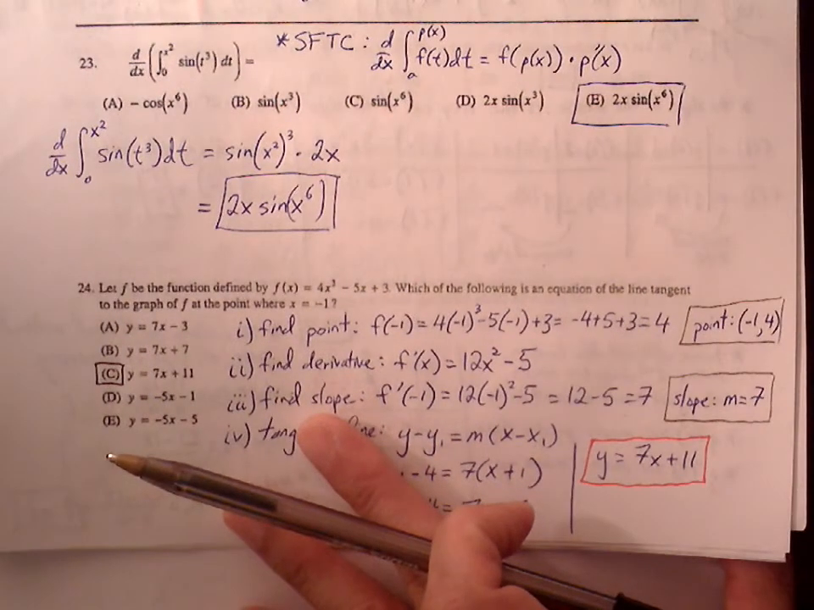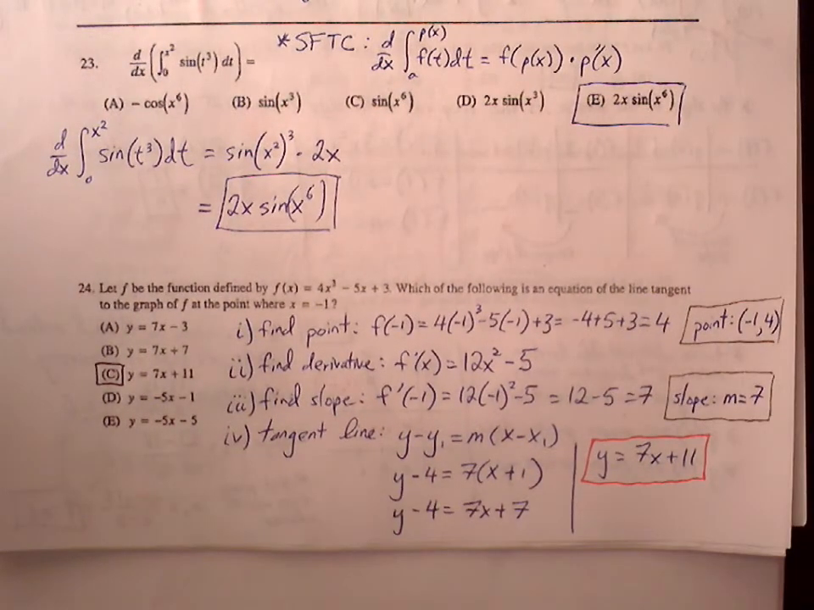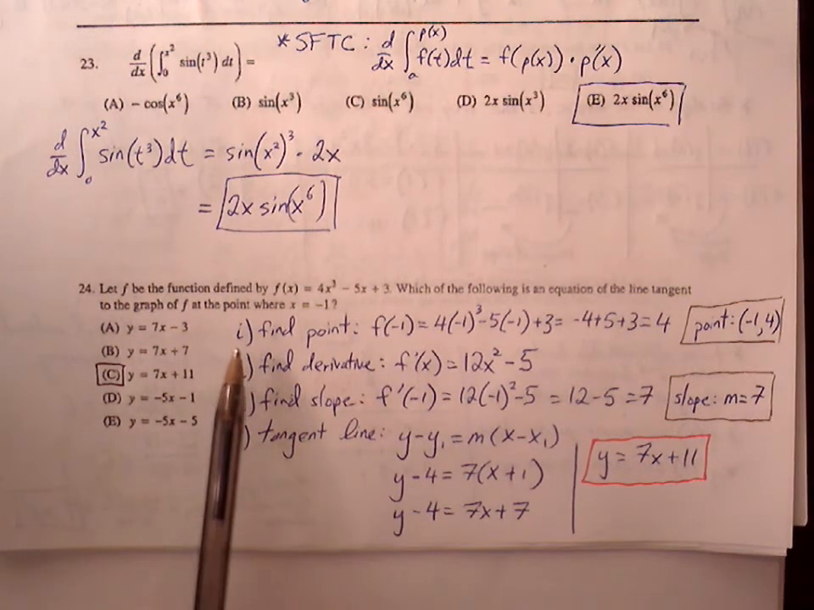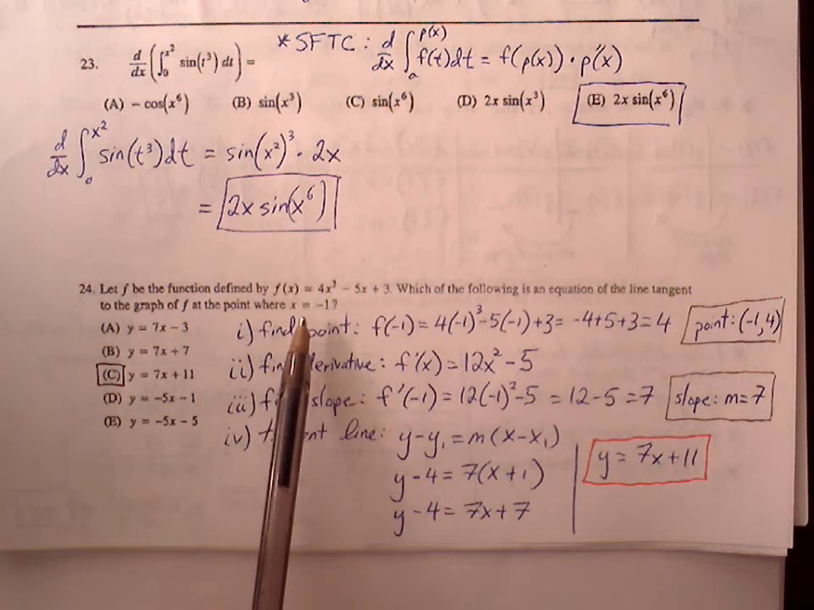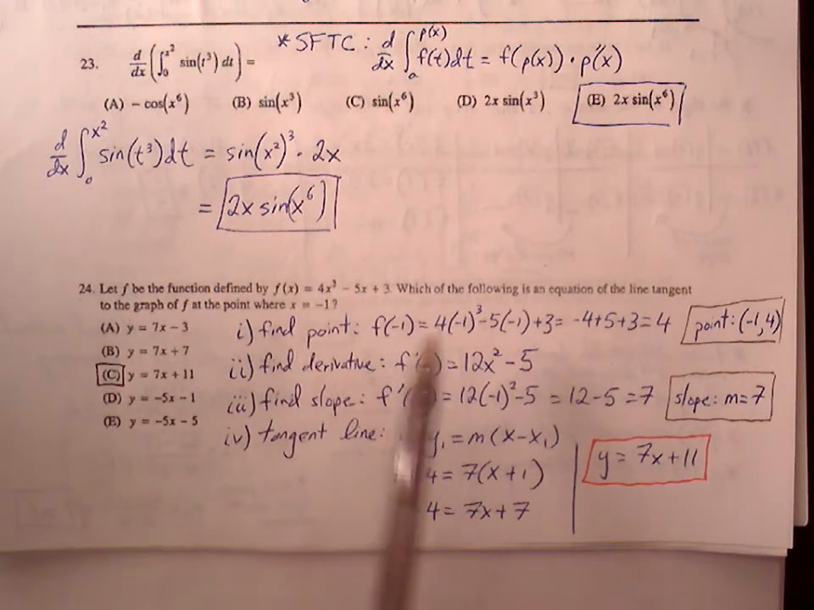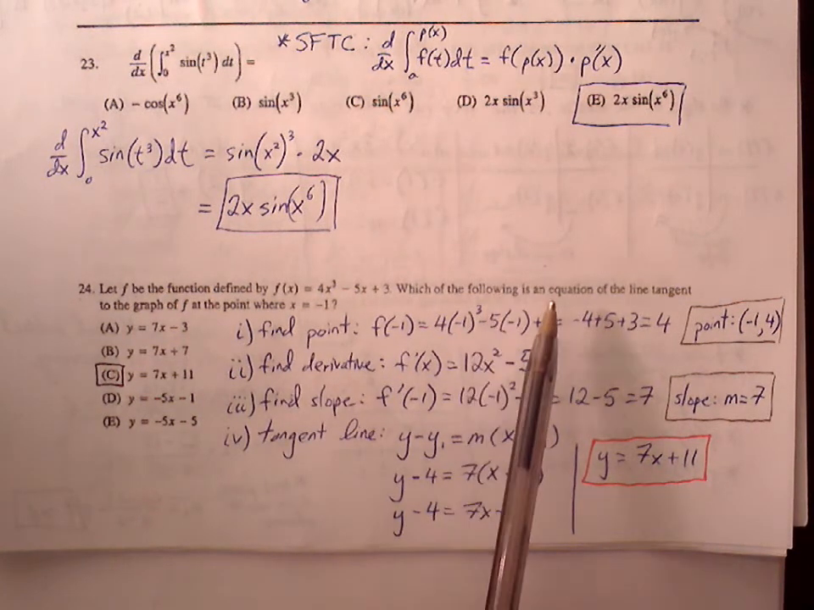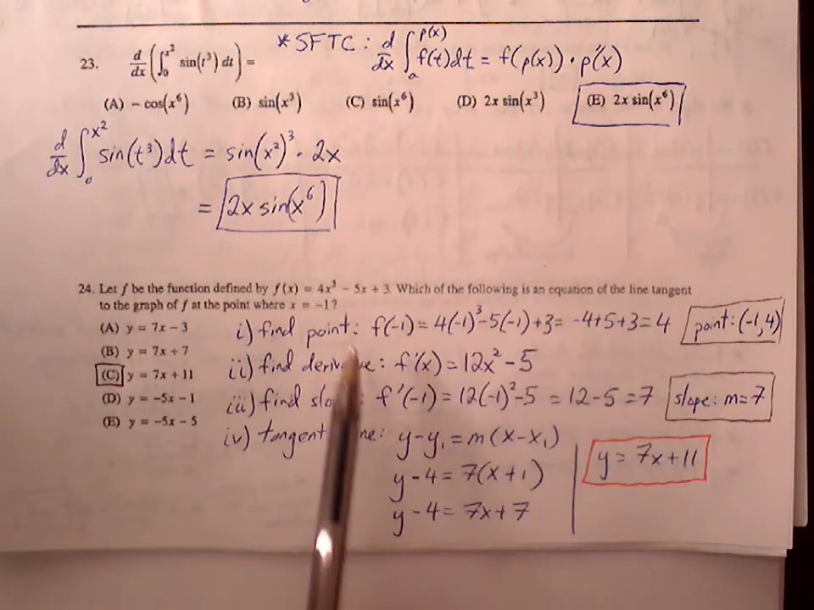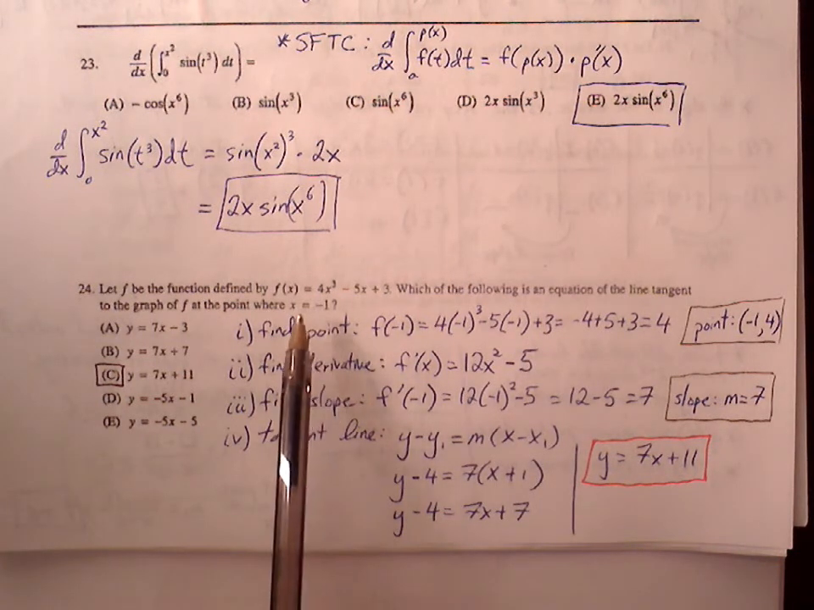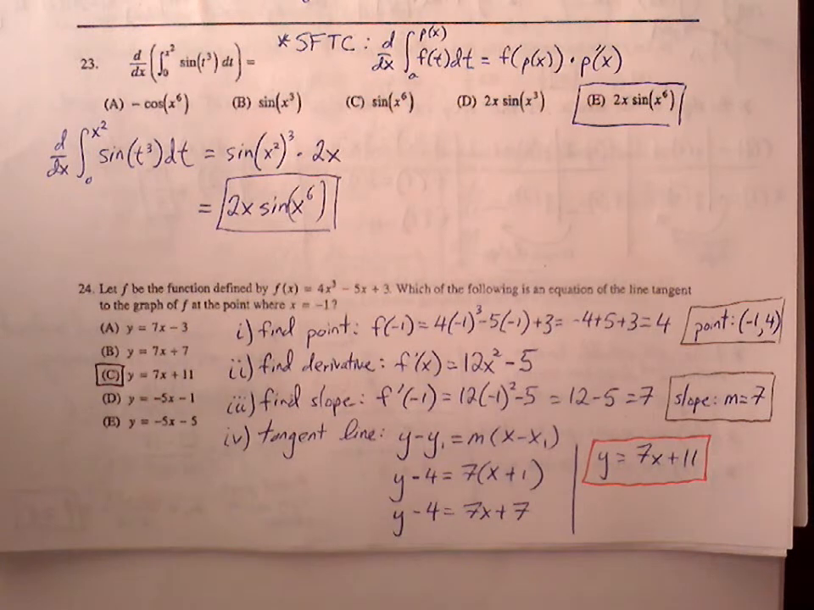All right, 24, let the function be defined by f of x. Which of the following is an equation of the line tangent to the graph at the point where x is equal to -1? So if we want to find the equation of the tangent line, we first have to find the derivative. Well, let's find the ordered pair first. Either way, we have to find ordered pair and slope to create our tangent line equation.